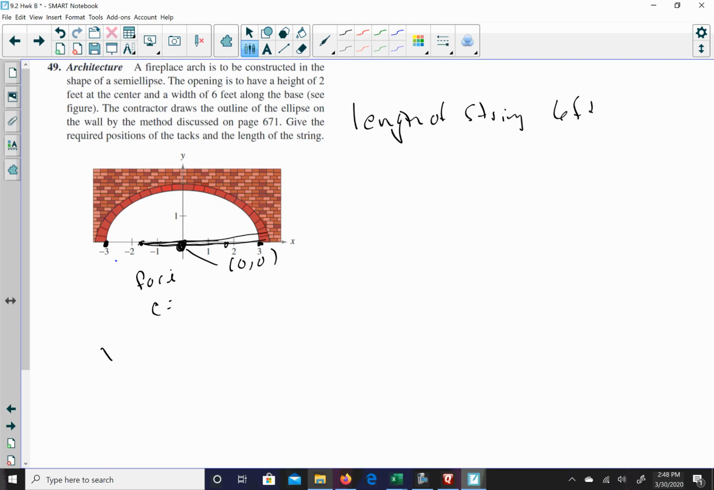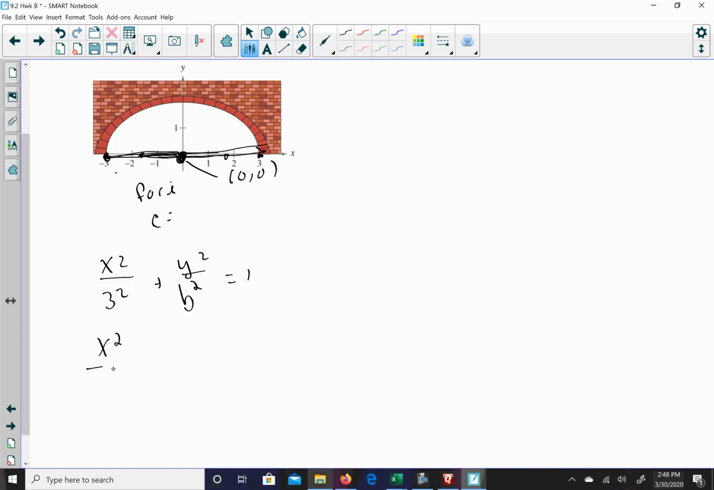So I'm going to have x squared over some number plus y squared over some number is equal to 1. The x is going to be where the major vertex is, this 3 and -3. So the distance from the center to either one of these is 3. So this will be 3 squared here. I don't know what b squared is right now. So right now, all I have so far is x squared over 9 plus y squared over b squared is equal to 1.